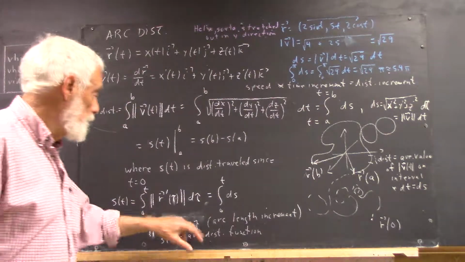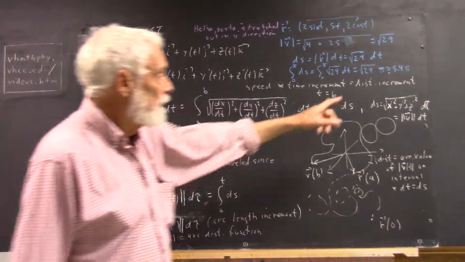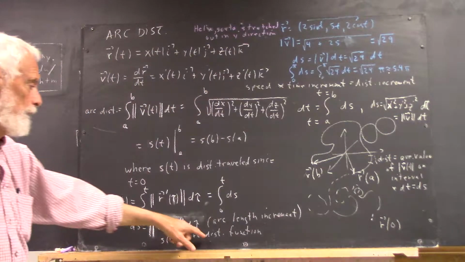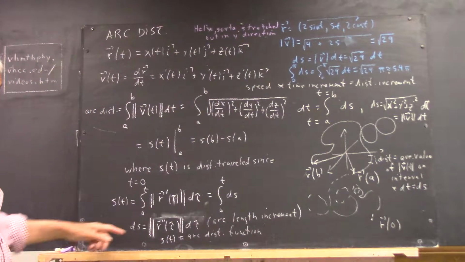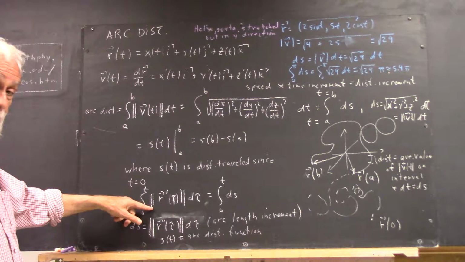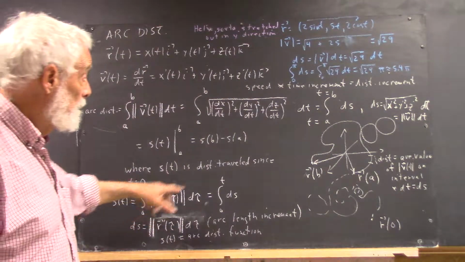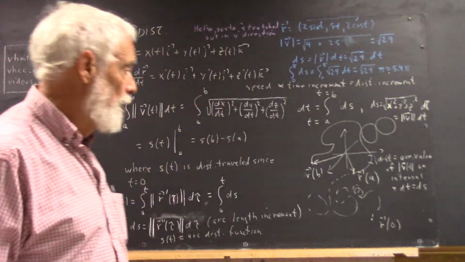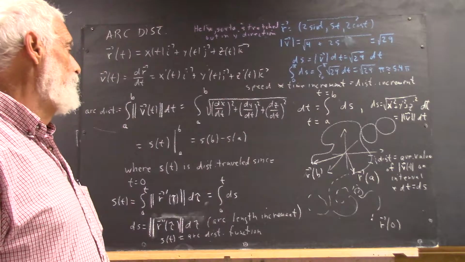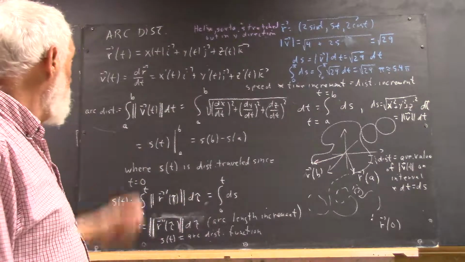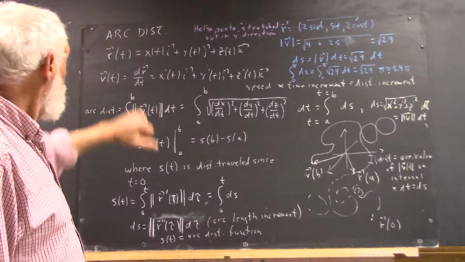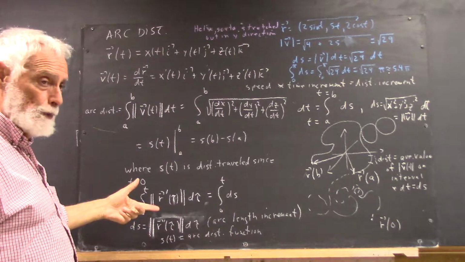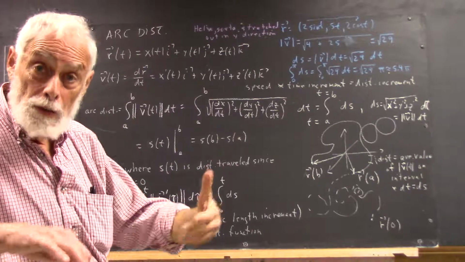Okay, so there's our distance increment. And S of t is our arc distance function, the thing that you get when you integrate this. Well, we'll talk about what that might mean. And an important distinction: the distinction between your r function, which is a position function, and your S of t function, which is a distance along the path function.